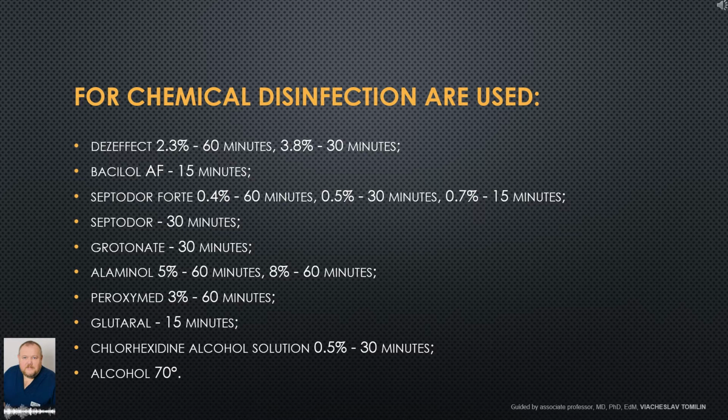For chemical disinfection are used: Desinfect 2.3%, 60 minutes; 3.8%, 30 minutes. Bacillus AF, 15 minutes. Septodor Forte 0.4%, 60 minutes; 0.5%, 30 minutes; 0.7%, 15 minutes. Subtotal, 30 minutes. Gradinate, 30 minutes. Alaminol 5%, 60 minutes; 8%, 60 minutes. Peroxim 3%, 60 minutes. Glutarol, 15 minutes. Chlorhexidine alcohol solution 0.5%, 30 minutes. Alcohol 70 degrees.